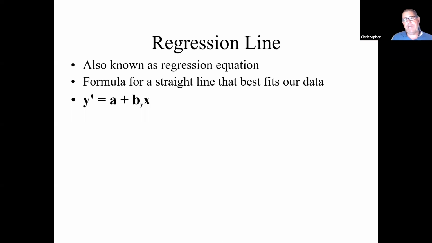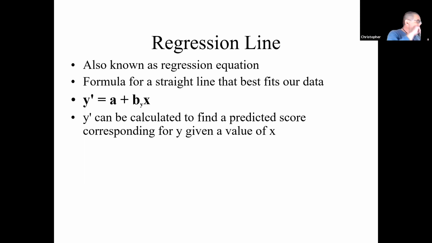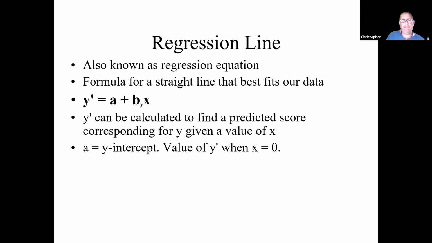The notation we're going to use is y prime equals a plus b sub y times x. And for any individual score, we can plug in their score on whatever the x variable is, whatever the predictor variable is, and find a predicted score for them. So a is the y-intercept. That's the value of y prime, or where you are on the y-axis when x is exactly 0.